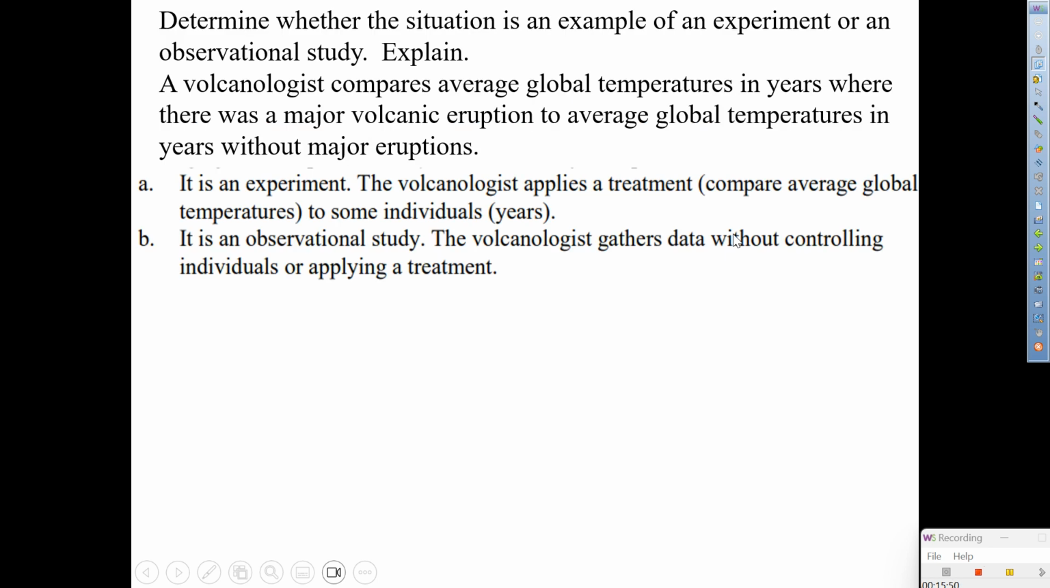It says, determine whether the situation is an example of an experiment or an observational study. So you need to know what an experimental or an observational study is. Before we answer the question, remind your neighbor what an experimental study and an observational study is.